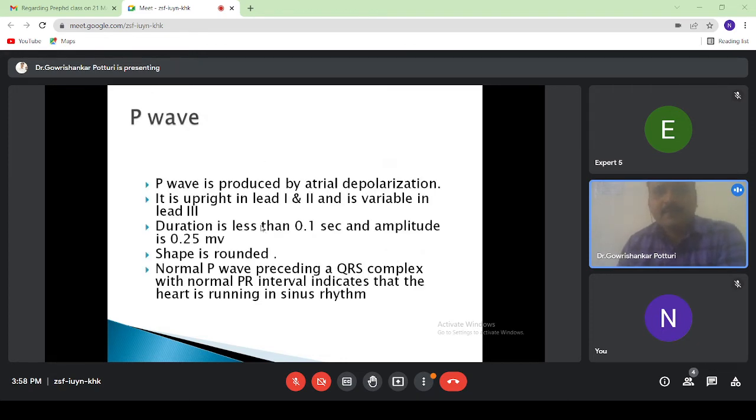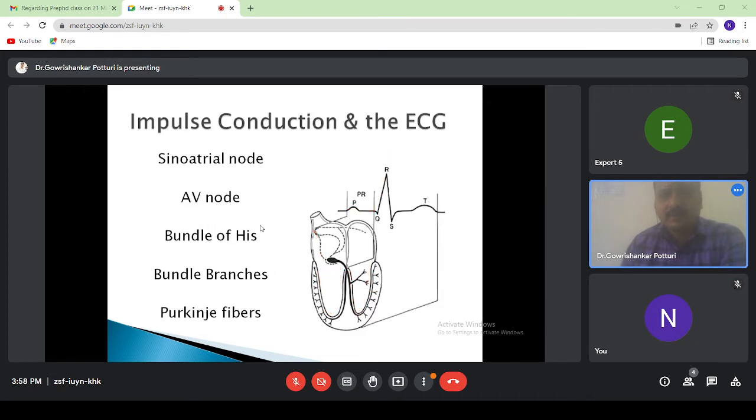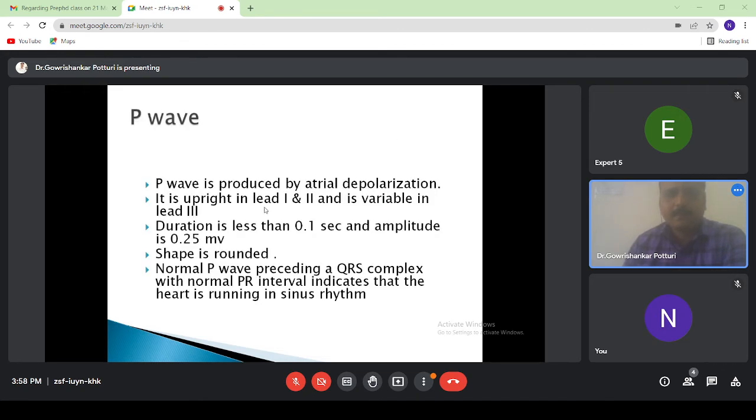Now the P wave. The P wave is produced by atrial depolarization. Whenever the atria are depolarized, we get a P wave. It is always upright in lead 1 and 2. When you see the ECG, 12 leads will be given on the paper. So you should always remember in lead 1 and lead 2, it should be upright.